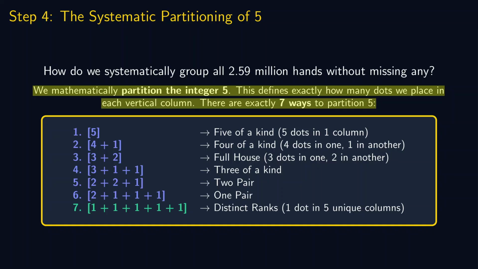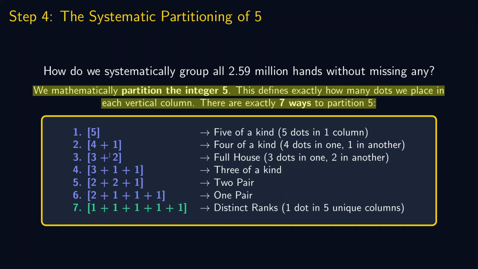And think about a high card hand, where no 2 cards share the same rank at all. All 5 cards are in completely different columns. The distribution is 1 in one column, 1 in a second, 1 in a third, 1 in a fourth, and 1 in a fifth. We write that as 1 plus 1 plus 1 plus 1 plus 1. This is the partition of 5. It is the complete list of all the ways you can write the number 5 as a sum of positive whole numbers. And it turns out there are exactly 7 such ways. Let me go through all 7.